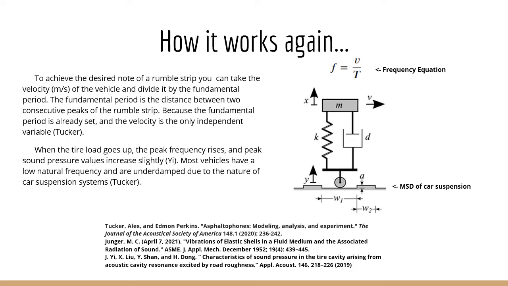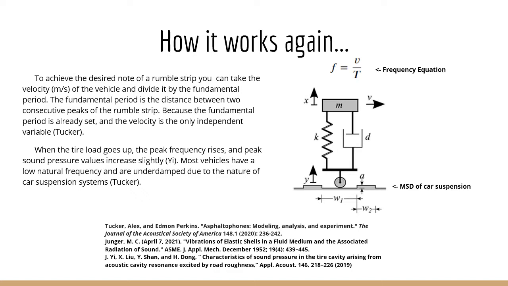To achieve the desired note of the vibraphone, you can take the velocity in meters per second of the vehicle and divide it by the fundamental period. The fundamental period is the distance between two consecutive peaks of the vibraphone. Consider the equation in the top right corner. Velocity over the fundamental period equals frequency, the frequency of the vibraphone's note that we're trying to play. Because the fundamental period is already set in stone, because it was etched in the stone in the vibraphone, the velocity is the only independent variable.